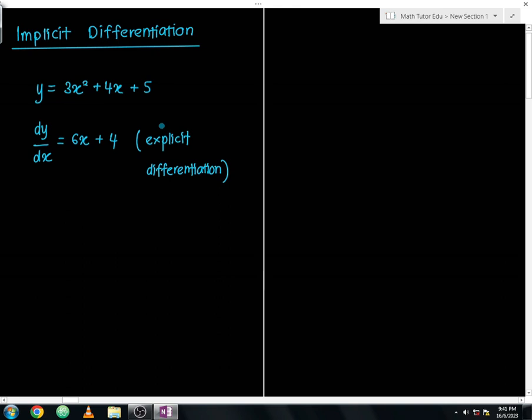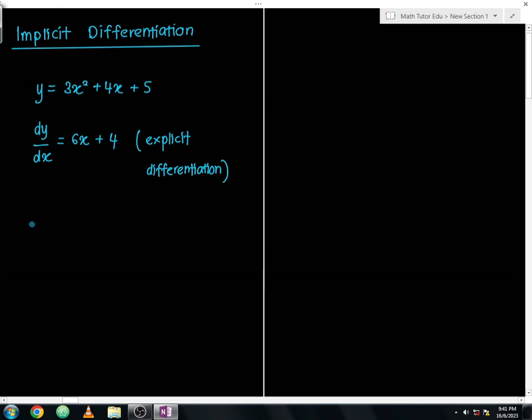Imagine that you don't have a one-sided equation where y is alone on one side and the other variables are on the other side. Instead, x and y are mixed together on both sides. In that case we are unable to solve them using explicit differentiation. We can only do it using implicit differentiation. You might be wondering what I am talking about, so let me show you an example.